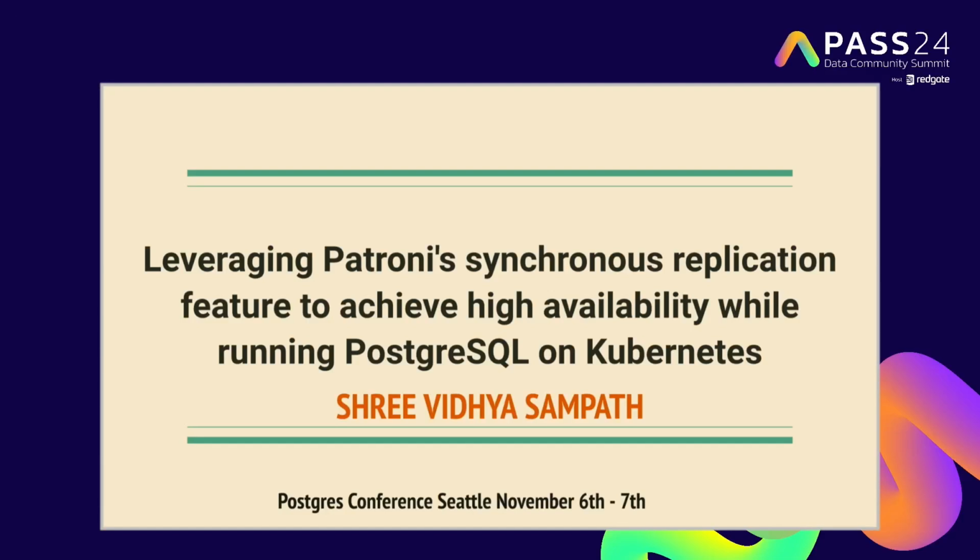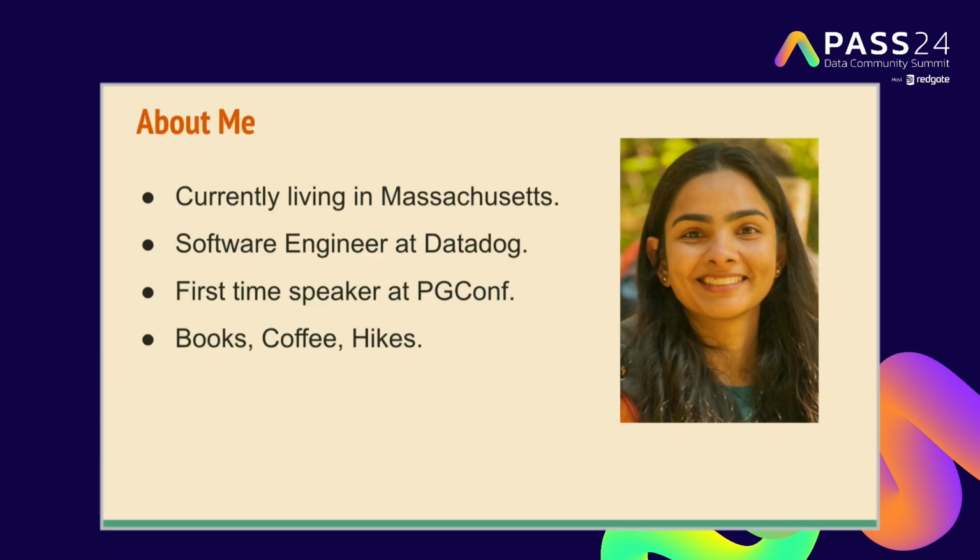I'm going to talk about enabling synchronous replication to achieve high availability using Patroni while running Postgres on Kubernetes.